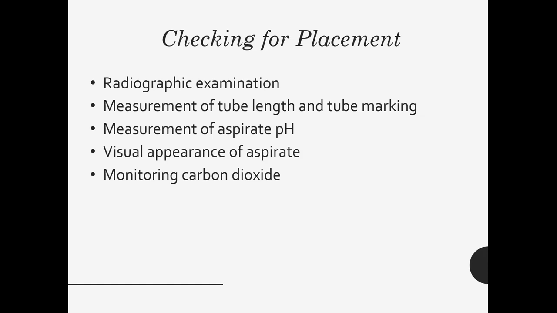Okay, so other ways to check is measuring the tube length at the tube marking, so making sure it's still in the right place as it's marked. Measuring the aspirate pH, so we would take our syringe, hook it to the end of the NG tube and pull back some gastric contents. And then we're going to test the pH, okay? We're going to talk about how to know when it's in the stomach based on the pH. Visual appearance of the aspirate, we're going to talk about this as well. So does it look like gastric contents? And then also monitoring the carbon dioxide. Okay, we'll talk about this as well.